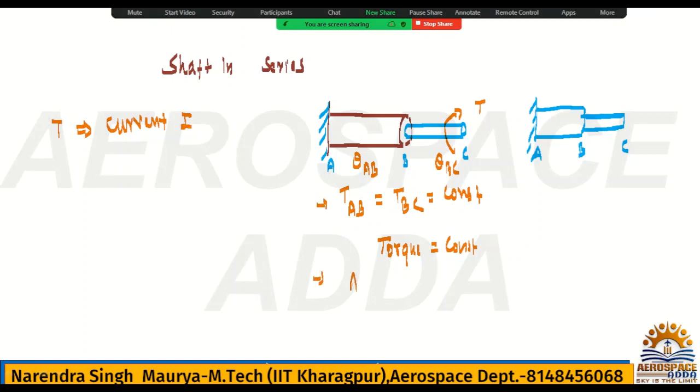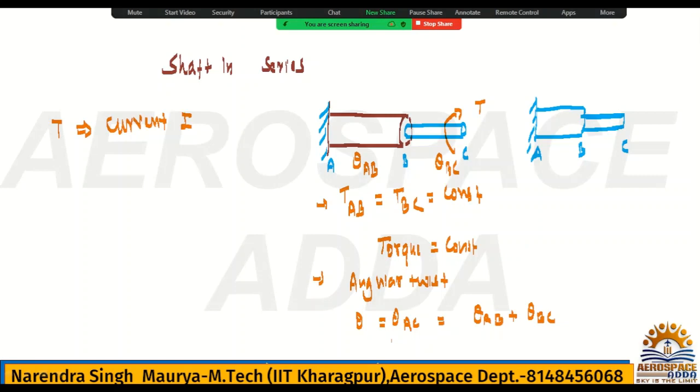The second point is angular twist. This is the proof also, but proof is not required, as I told you. You can prove this. So whatever the total angular twist is, it will be theta, and theta for the whole shaft is theta AC. This is nothing but theta for the whole shaft, and it will be the sum of AB and BC. All right, this will be the total angular twist. This is the series shaft.